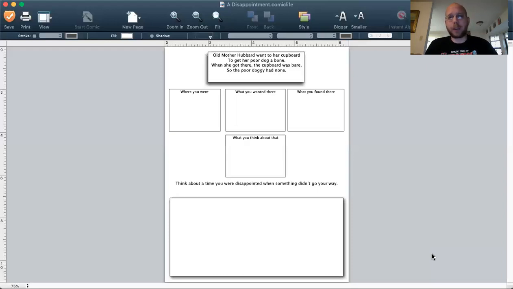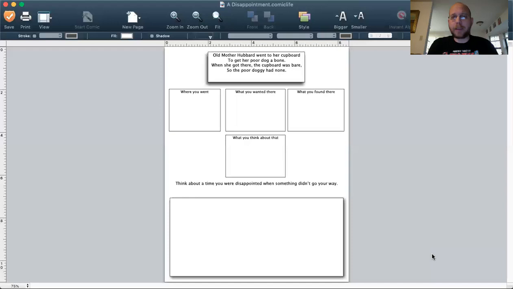Old Mother Hubbard went to her cupboard to get her poor dog a bone. When she got there, the cupboard was bare, so the poor doggy had none. Now, normally when I read this with my students, I would draw a picture for each line to help them visualize what this nursery rhyme is saying. So I might draw a picture of a cupboard or a bone showing inside of a cupboard that nothing's there. So let's go ahead and take a look at our text structure.